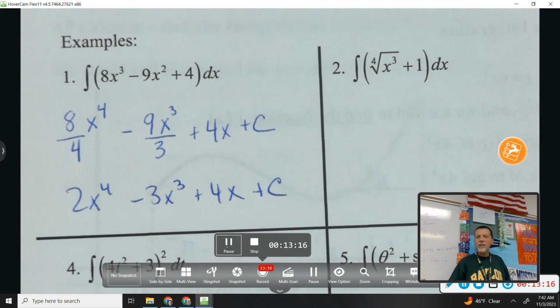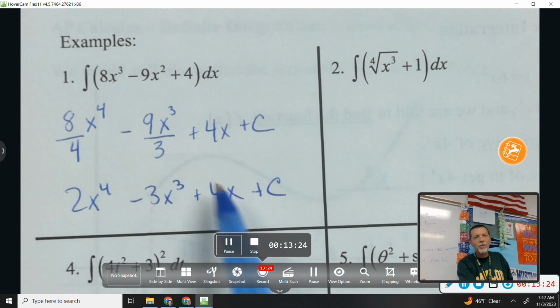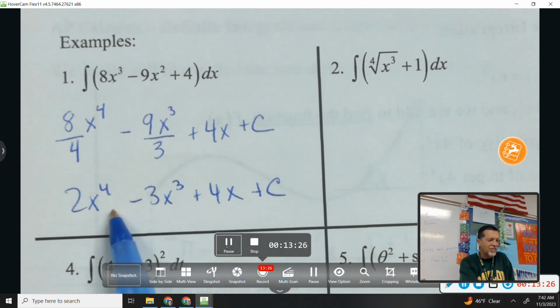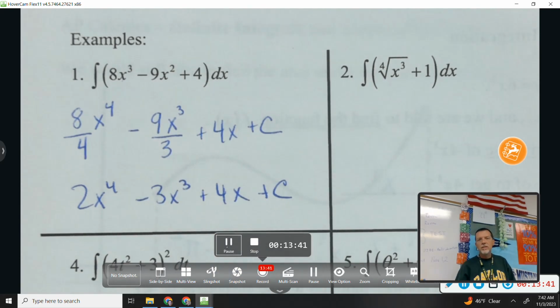How could you check your answers on these? Take the derivative. Most people don't show checking their answers, but a lot of people do check their answers because it's really easy for the power rule. You've done that so much, it's really easy to look at this and say, all right, the derivative of that would be 8x cubed. Got it. The derivative of this would be 9x squared. And the derivative of 4x is 4. So that's an easy one to check without showing a bunch of work.